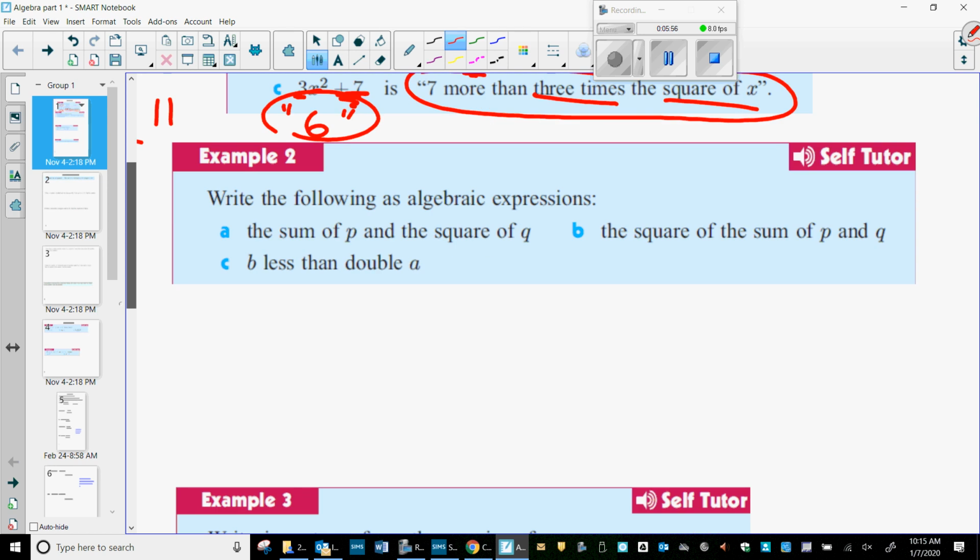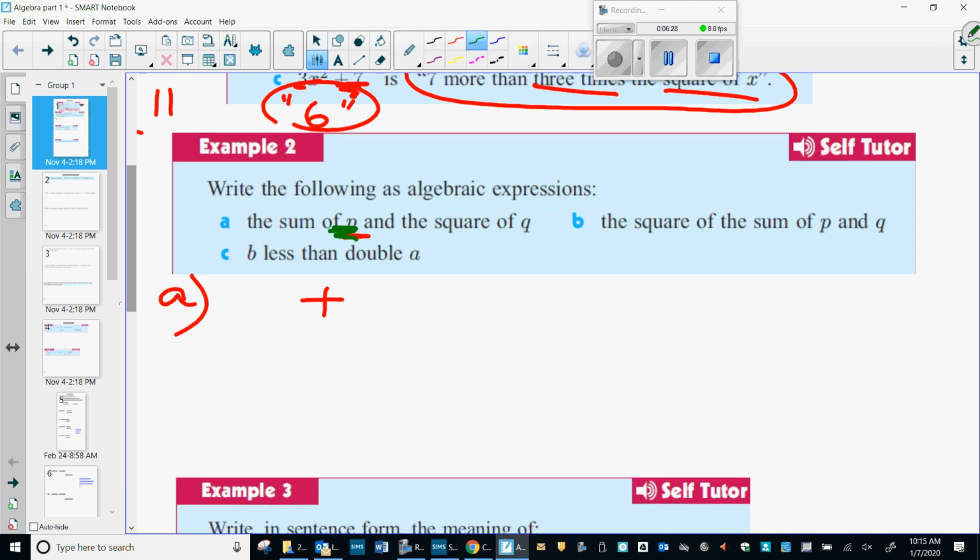So we need to write the sum of p and the square of q. Okay? So the sum. When I see the phrase "the sum", what am I doing to my items? Adding. So I know I'm going to have a plus sign somewhere, yes? The sum of p and the square of q. What do you think I'm going to put first? Q. P. I would probably pick the thing that they talk about first, yeah? So that would be the p.